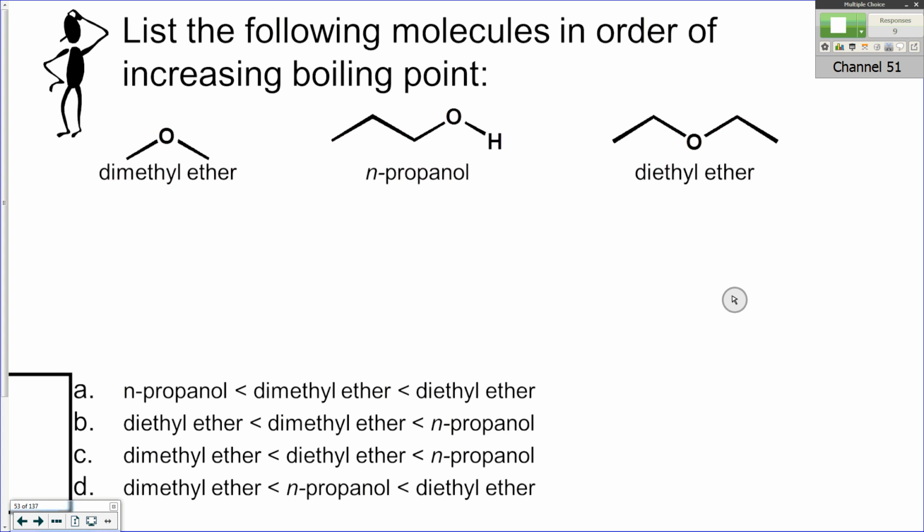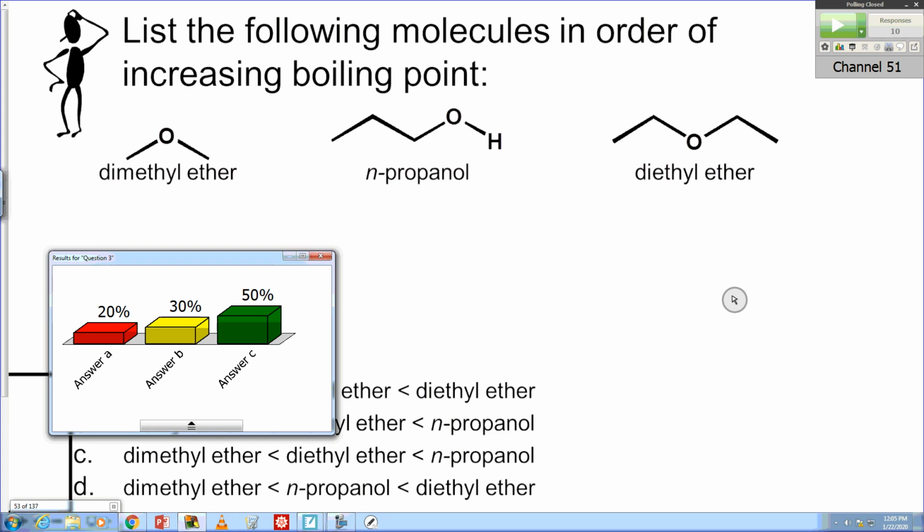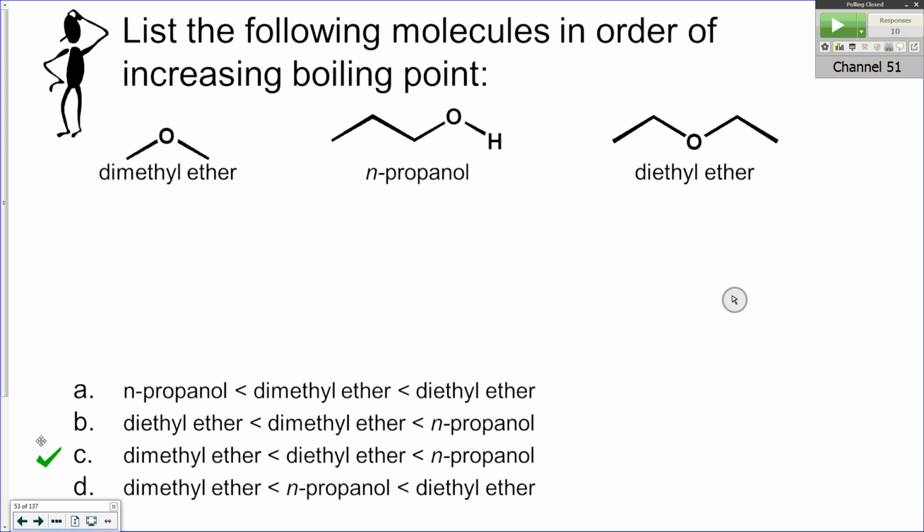One more. Okay. See how we go. Okay, a little stair step. So 2 of you thought it was A, 3 thought it was B, and 5 of you thought it was choice C. I like choice C.